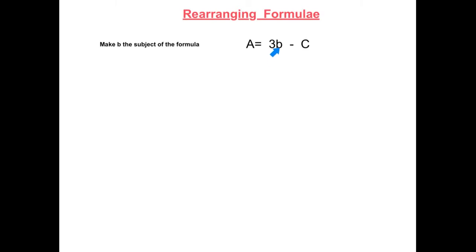Okay, what we want to do, the question here says make B the subject of the formula. So B is here. So what I need to do is to get rid of everything else around B. That's this negative C and this 3. And the way I'm going to do that is to do the opposite to what those things are saying. So here, because that says minus C, I'm going to add a C to both sides. So what that will give me on the left-hand side is A plus C equals 3B.